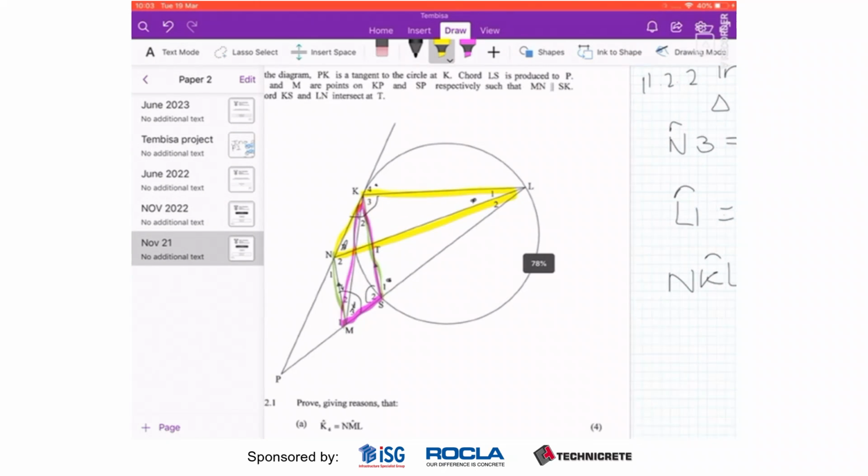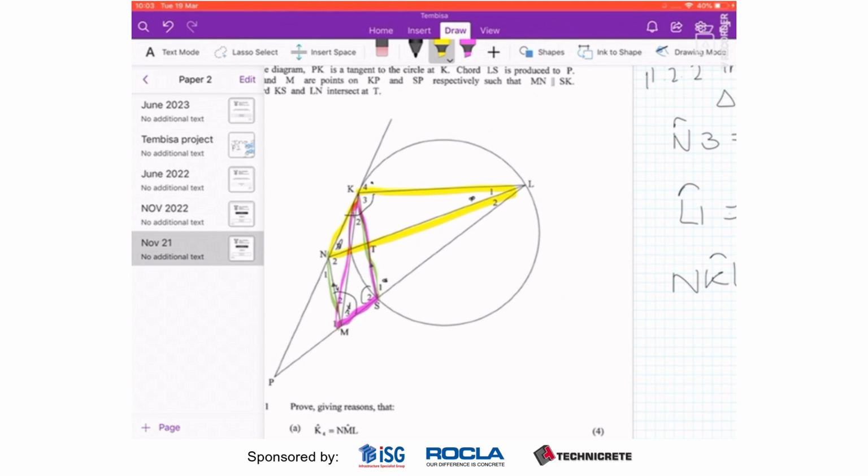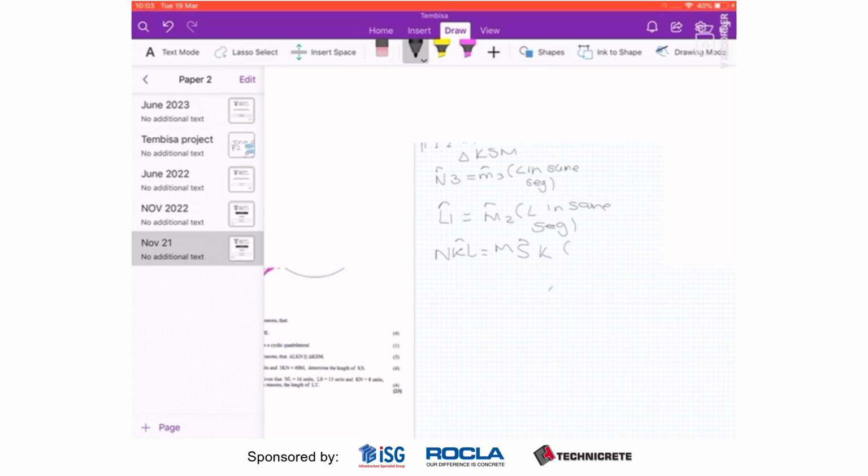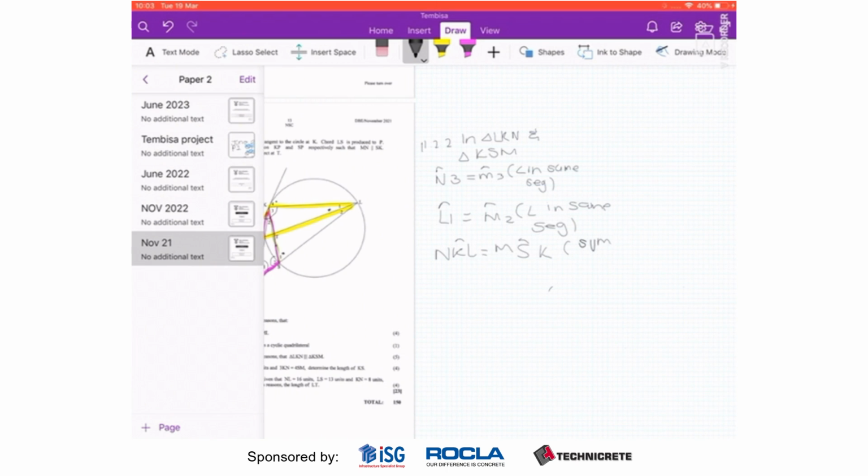Okay, but also what I'm seeing here is that they are also alternating with the parallel lines. But let's just say sum of angles of triangles. So now that we've proved it, we can say that therefore triangle LKN is similar to triangle KSM.